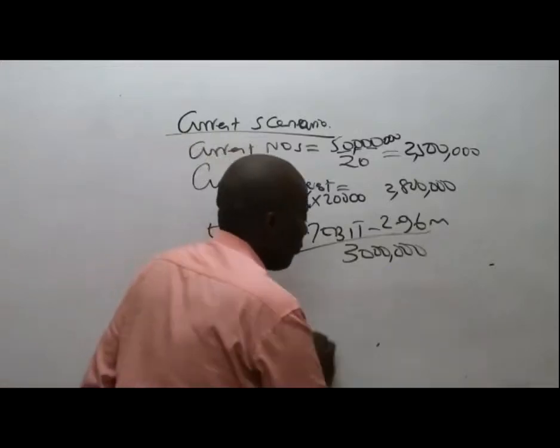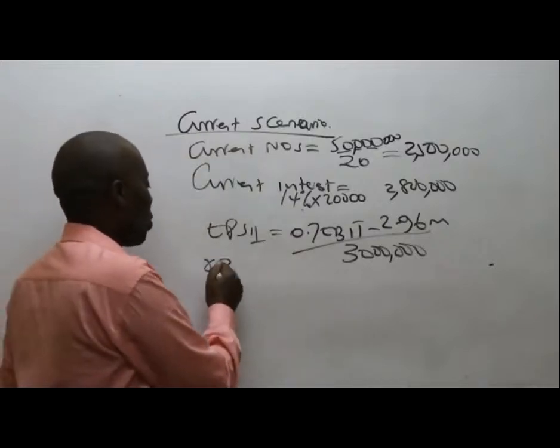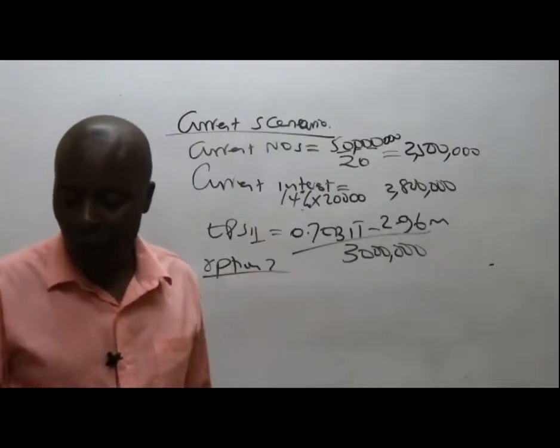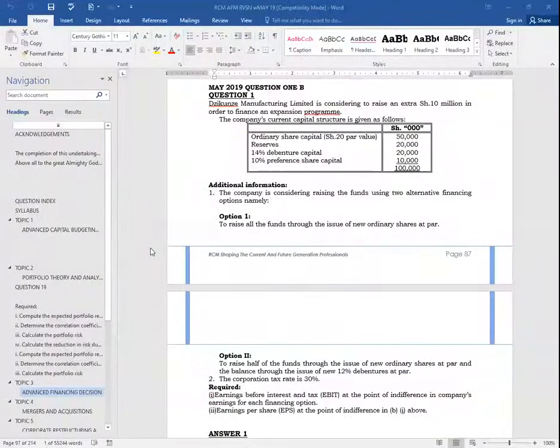Under option number 2, if I could just brush through this very fast, what have they told us? Option 2, ladies and gentlemen, is quite interesting. They are telling us to do something very simple: to raise a half of the funds through the issue of new ordinary shares at par and the balance through issue of a new 12% debenture at par. Great.